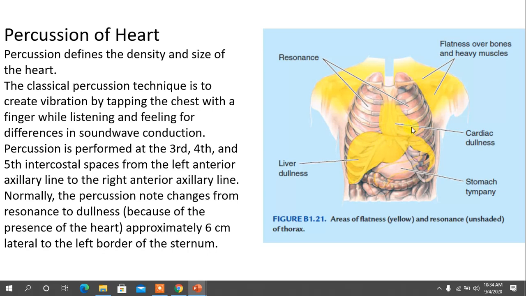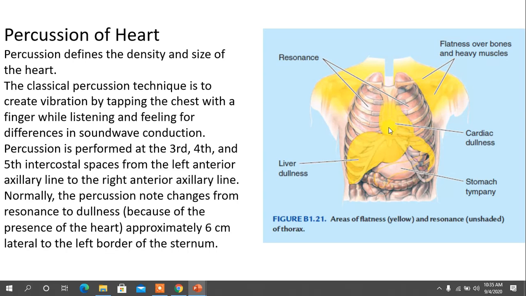So when you percuss from the right side, at the third, fourth, and fifth intercostal spaces, towards the left side, or from the left side towards the right side, from the mid axillary line to the anterior axillary line, you can feel the difference in dullness in the percussion note, and that can be listened to and felt. This basically is the difference in sound wave conduction. And so the area of heart dullness, cardiac dullness, can be felt or listened to.